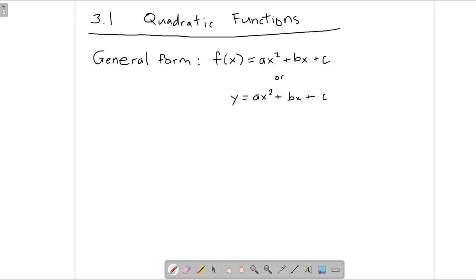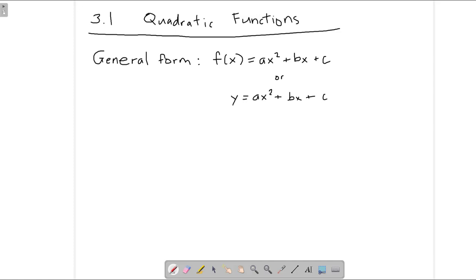First we're going to talk about quadratic functions. Let's first remember some of the things that we've already learned about quadratics. The general form looks like this: ax squared plus bx plus c. And using our function notation, we can write it as f of x equals ax squared plus bx plus c, or you can write y equals. They're both the same thing. They're both functions of x.